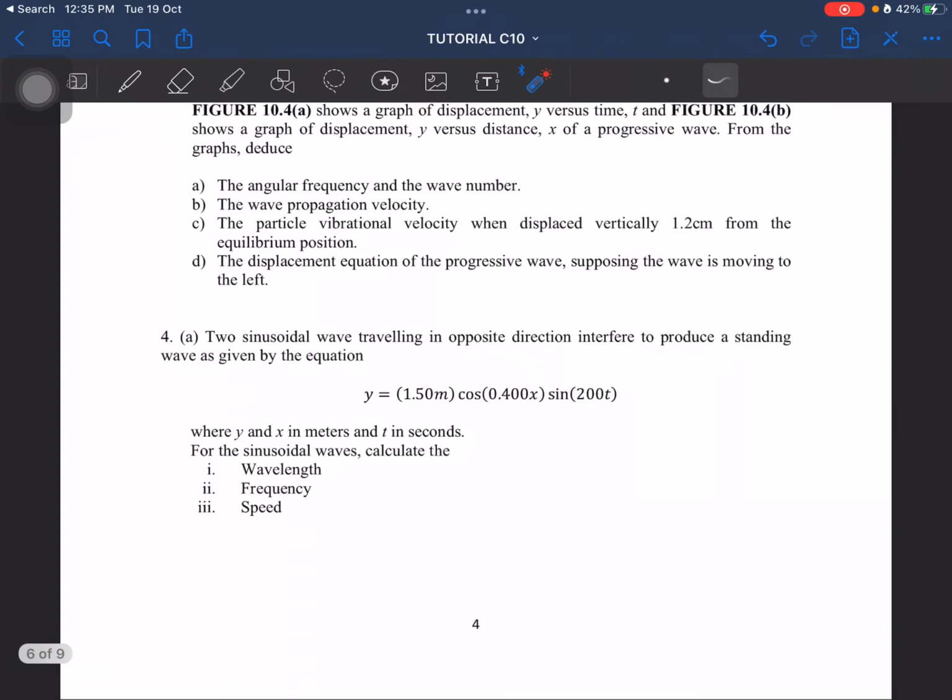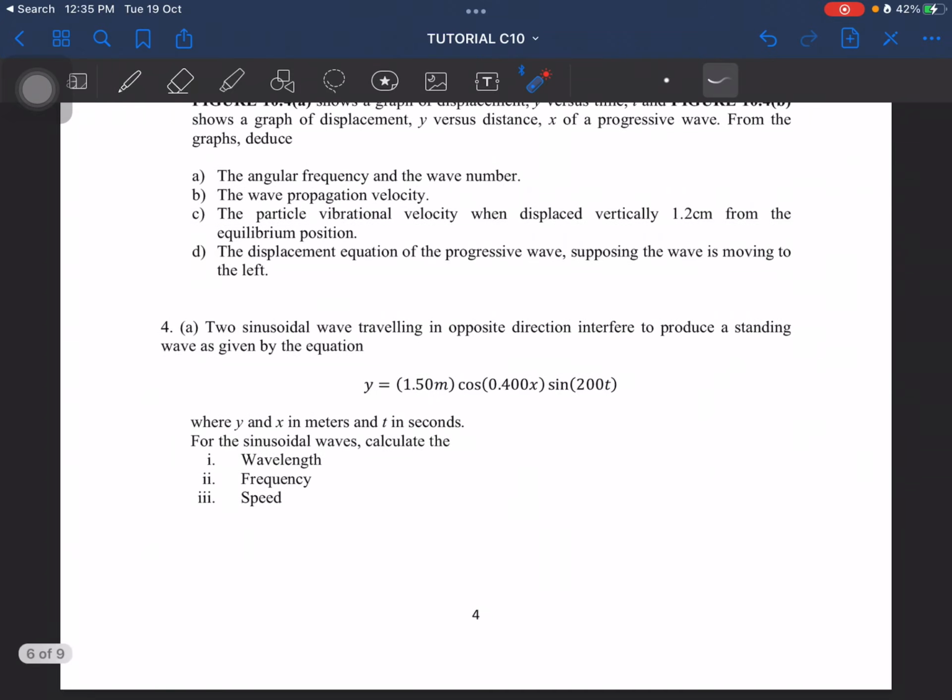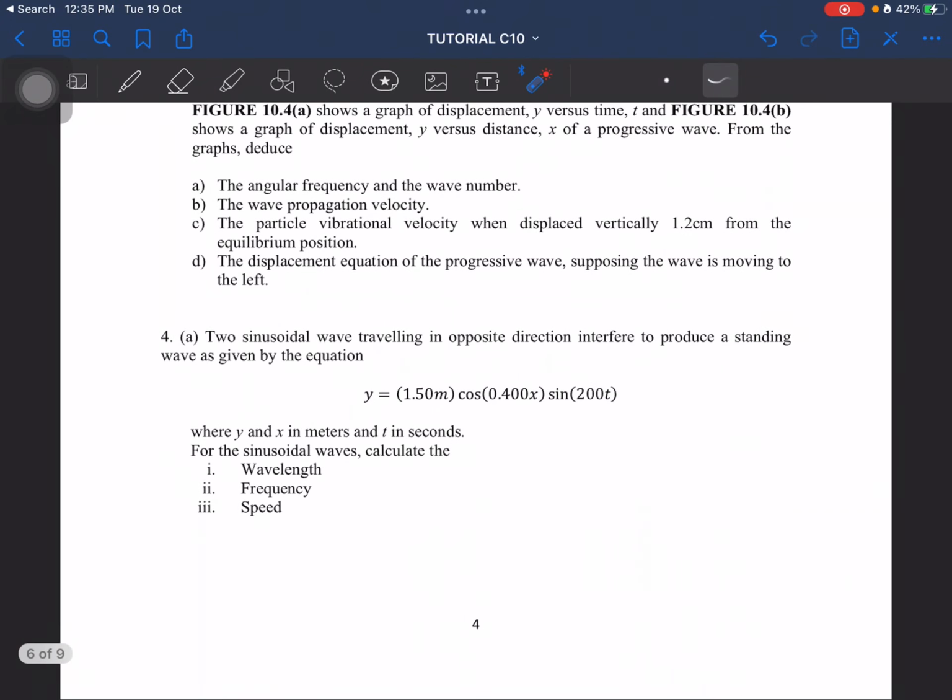Okay, question 4. Two sinusoidal waves traveling in opposite directions interfere to produce a standing wave as given by this equation here, where y and x are in meters and t is in seconds. For the sinusoidal waves, calculate the wavelength, frequency, and speed. Okay, so this equation is now a standing wave equation. It is no longer the progressive wave equation.